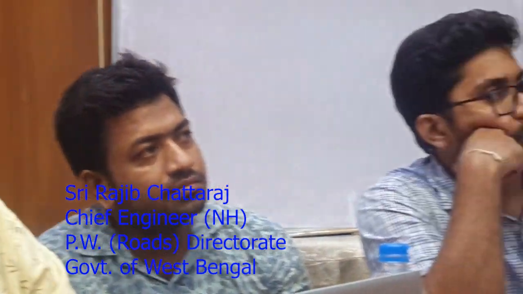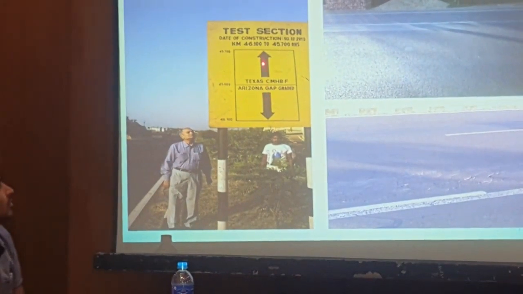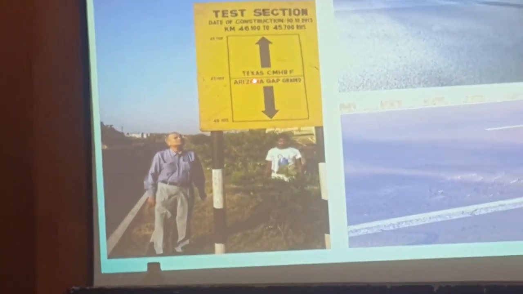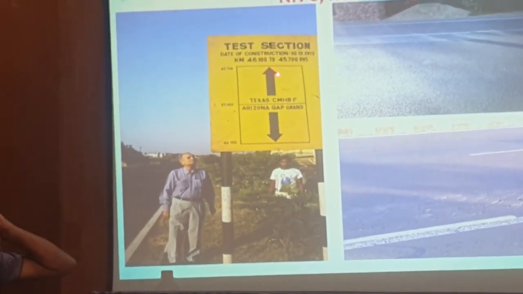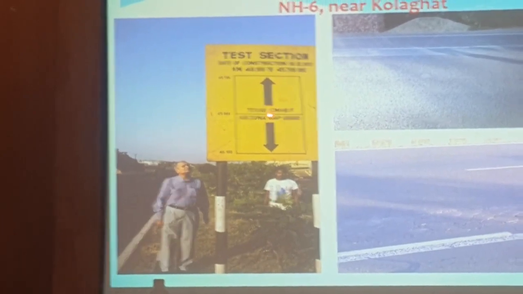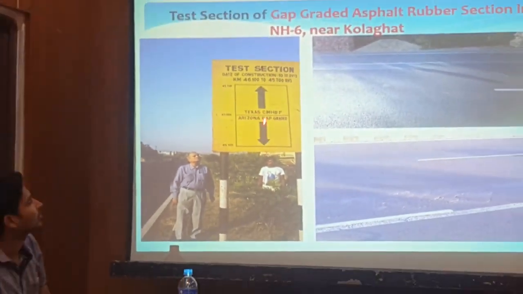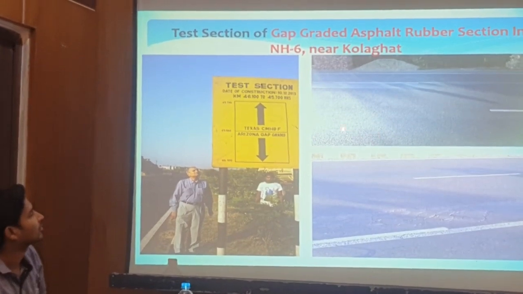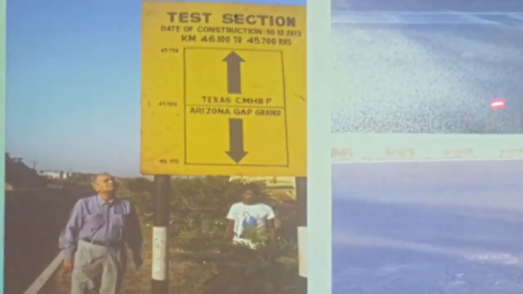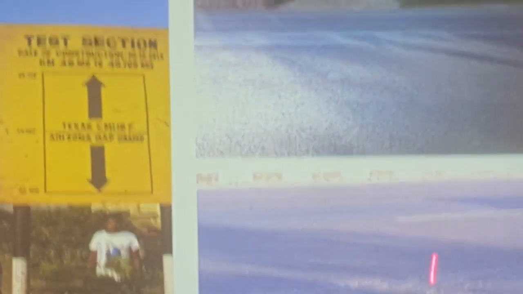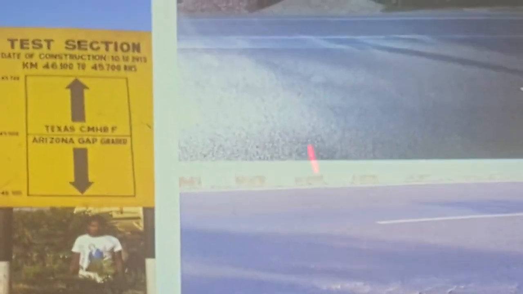And this is Kolaghat, towards Kolaghat NH6, near Kolaghat. It was a gap graded mix, but it was Arizona or US. Texas and Arizona mix, gap graded, some other mix is also there. He did this. You see, here it is gap graded. It is a normal conventional BC. It has cracks, it has not. Okay.